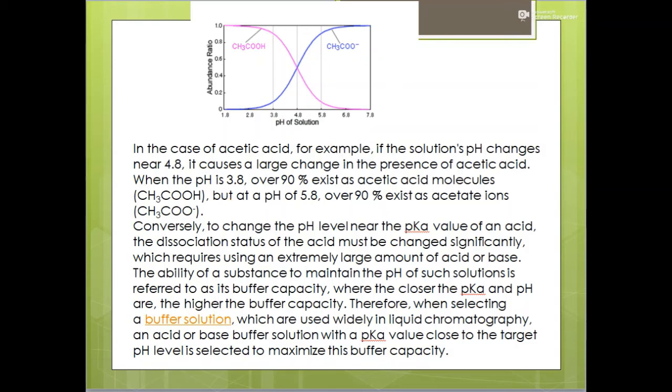So I hope you got the concept of pH and pKa. pKa is nothing but an ionic dissociation constant. If the pH is equal to the pKa, that means at that point the ionic concentrations of the two forms will be the same. That is, the dissociated form and the undissociated form are equal.